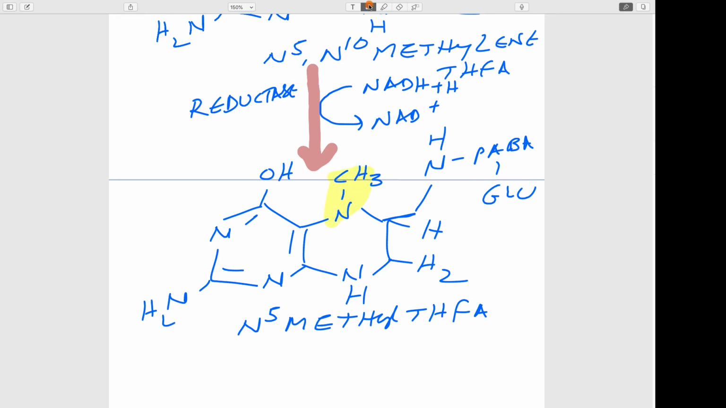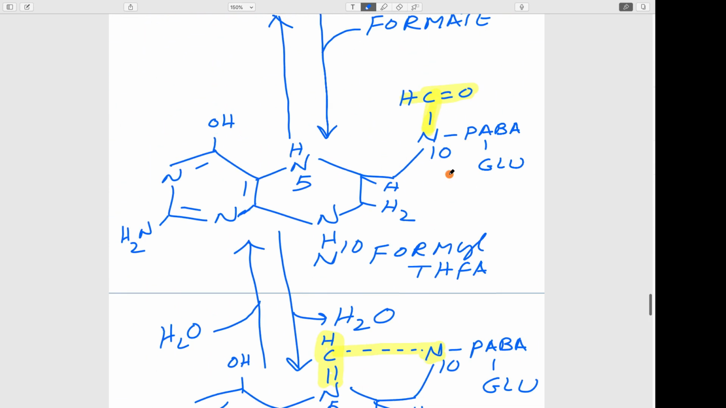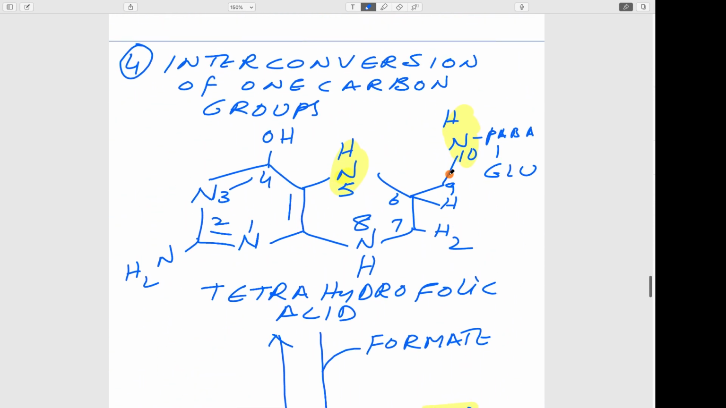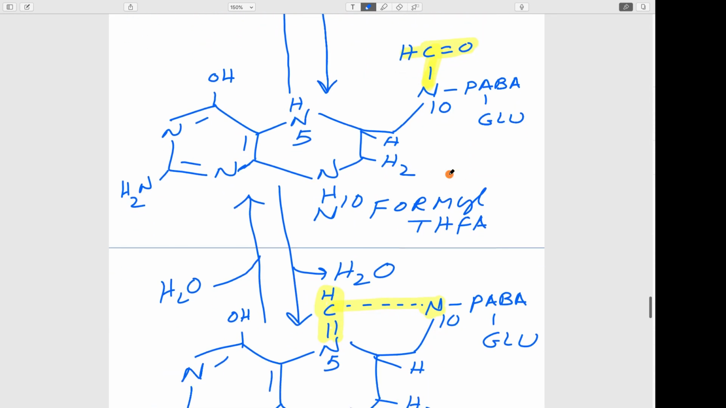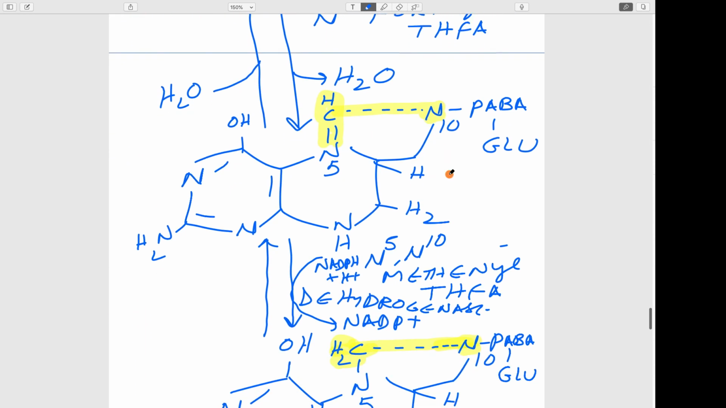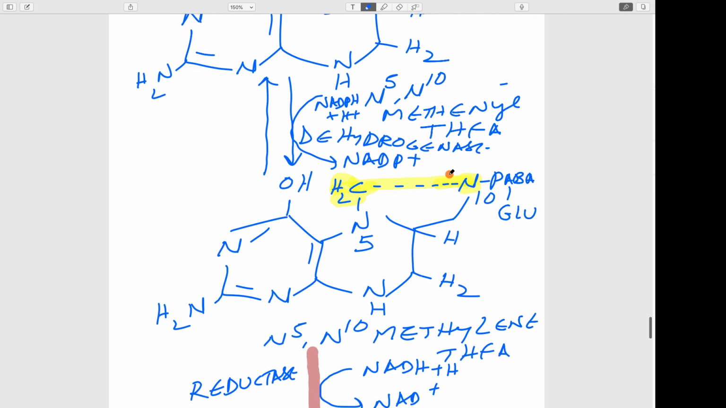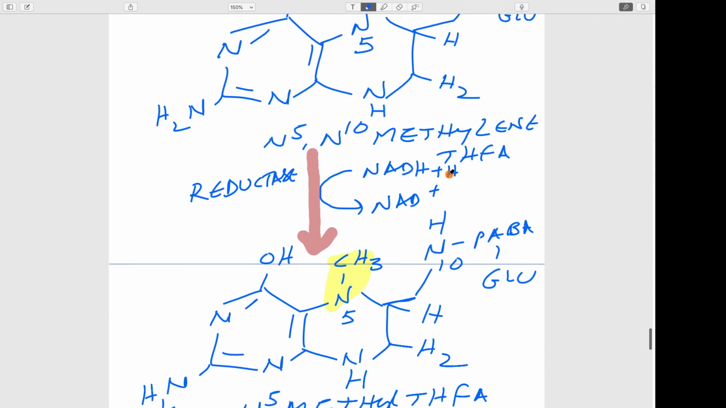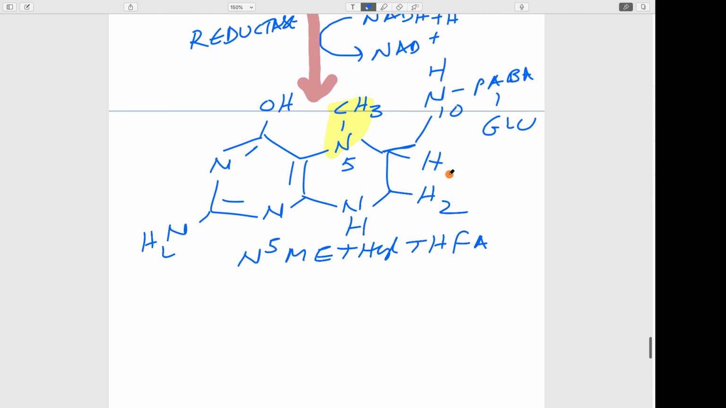So this is N5, this is N10. N5-methyl THFA, how the interconversion is taking place. When you go back here, the first one is the formate group being added, which leads to N10-formyl THFA. Then the next one is methenyl THFA, N5, N10, then methylene THFA, and the next one is N5-methyl THFA.